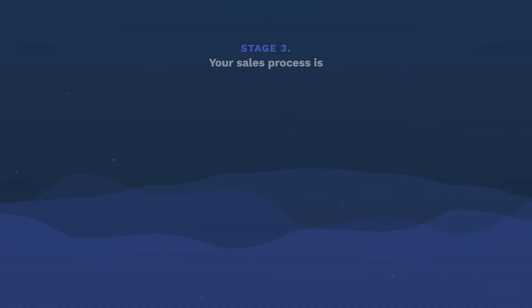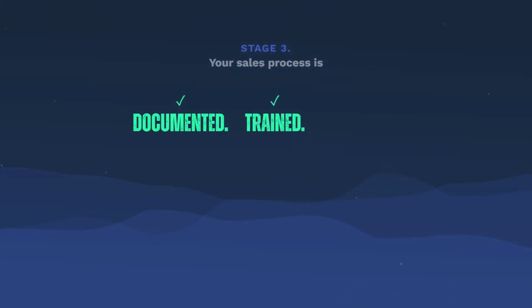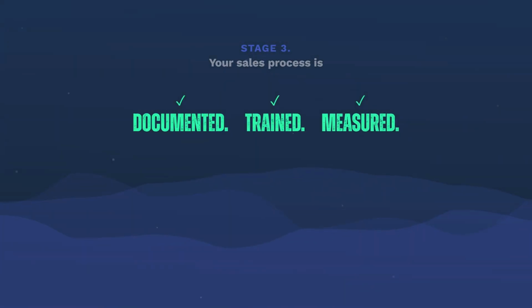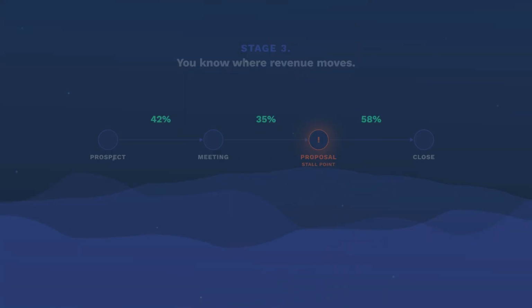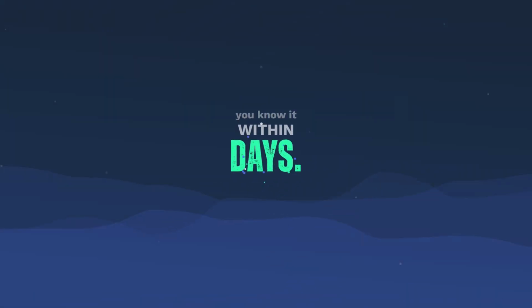Your sales process is documented, trained, and measured at every stage. You know your conversion rates, you know where your deals stall, and when something changes in those metrics, you know it within days, not quarters. You can forecast with 85 to 90% accuracy because your pipeline hygiene is real.